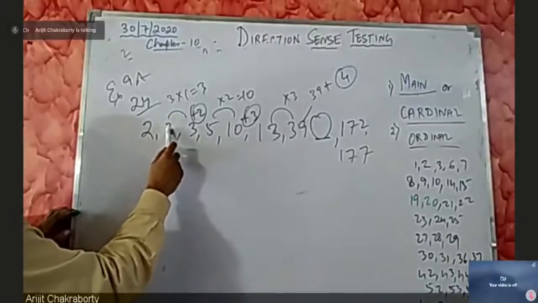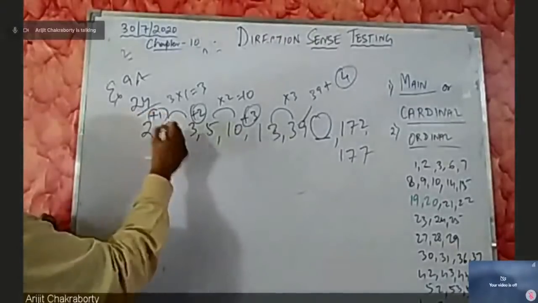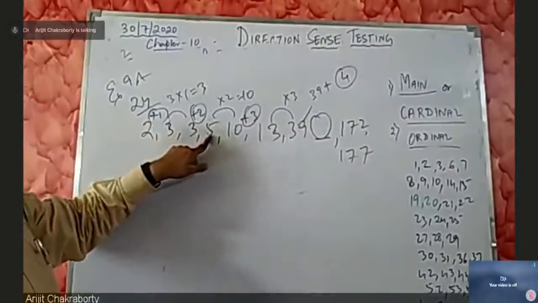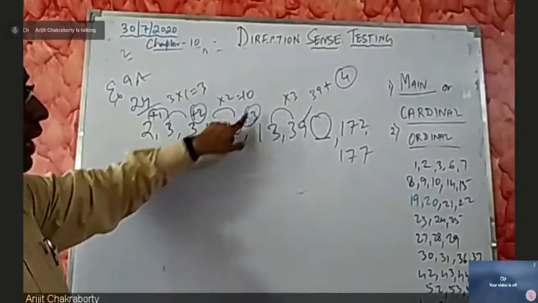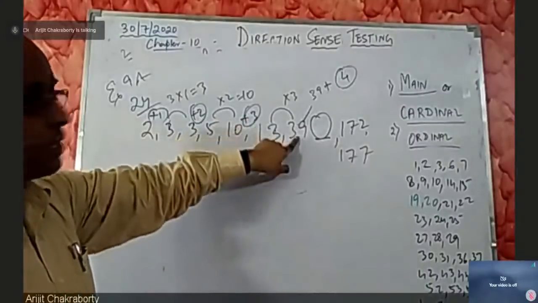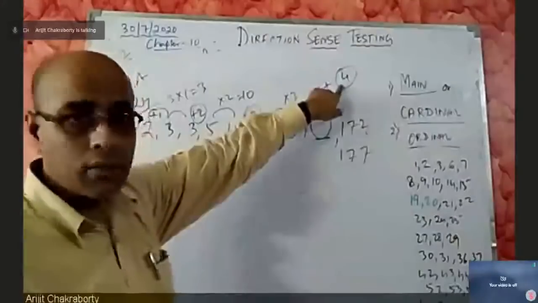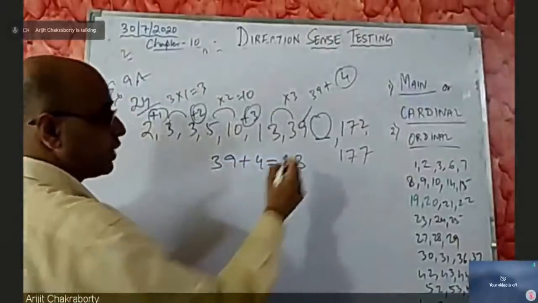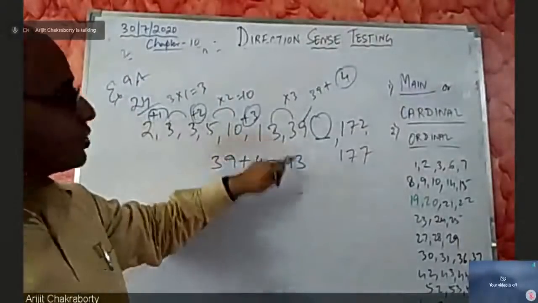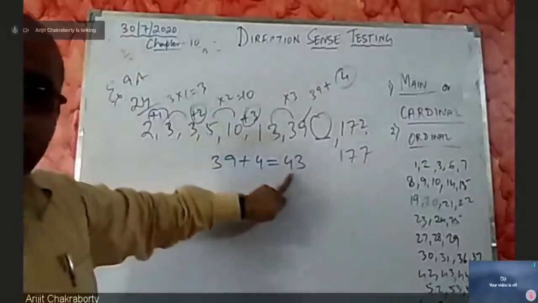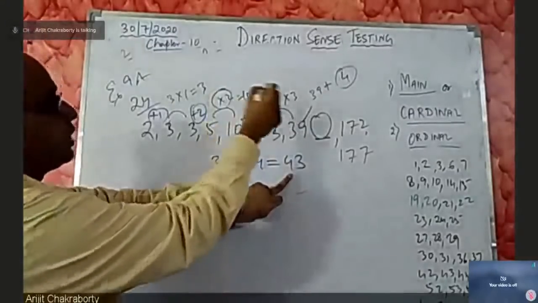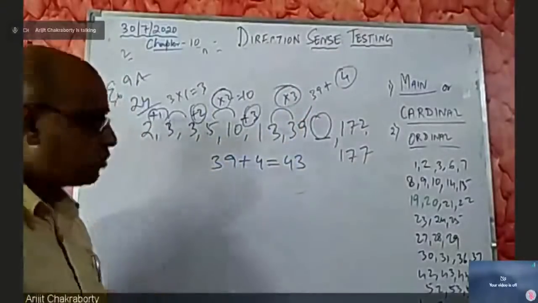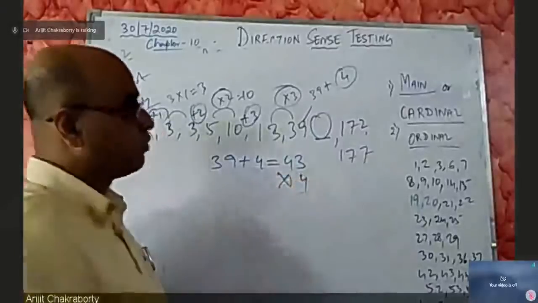2 plus 1 is 3. 3 into 1 is 3. I add 2, I get 5. 5 into 2 is 10. I add 3, I get 13. 13 into 3 is 39. I add 4 now. So if I add 4, I should get 39 plus 4, which is 43. And if I get 43, let us see, because the rhythm is into 1 here, into 2 here, into 3 here, ideally it should be into 4.